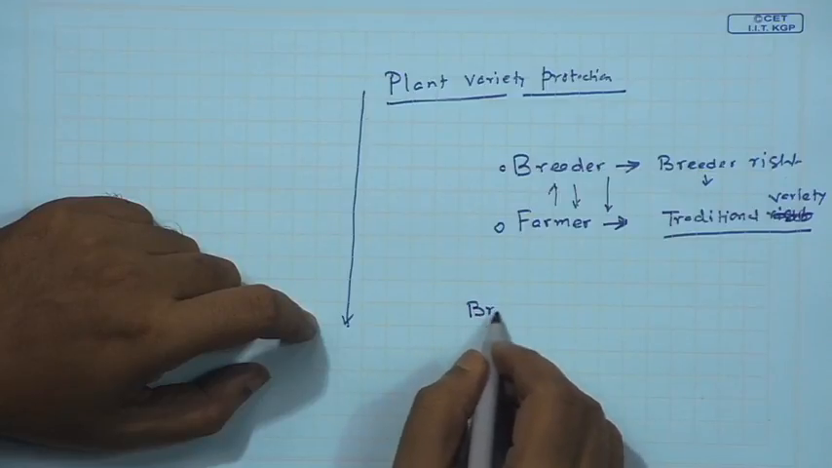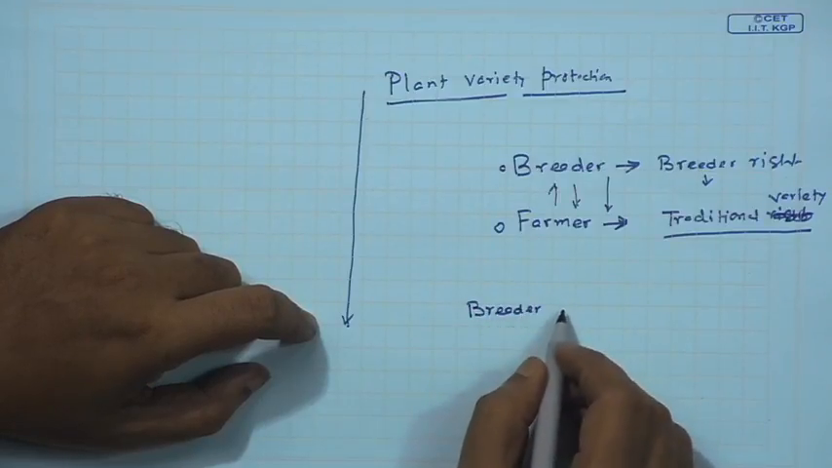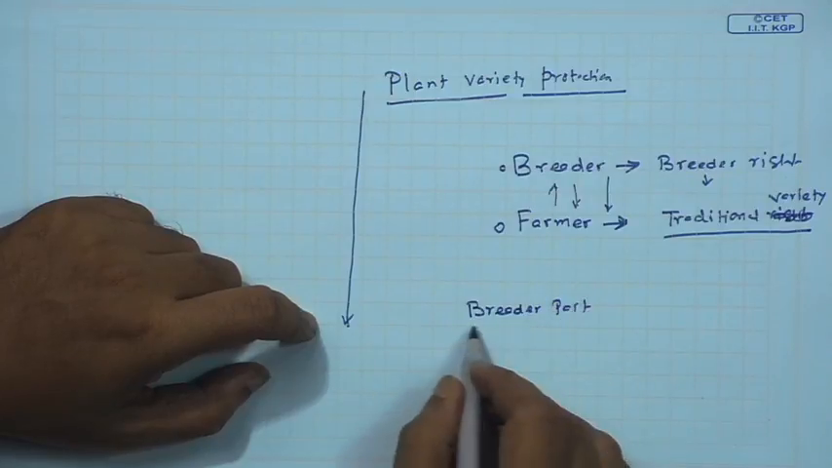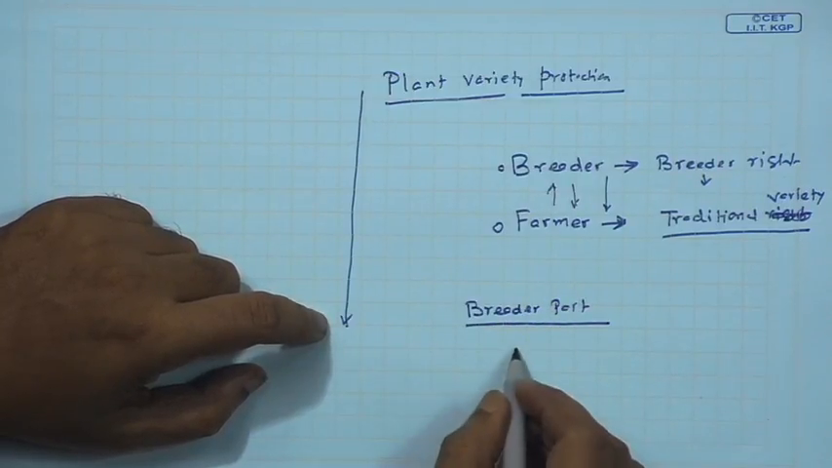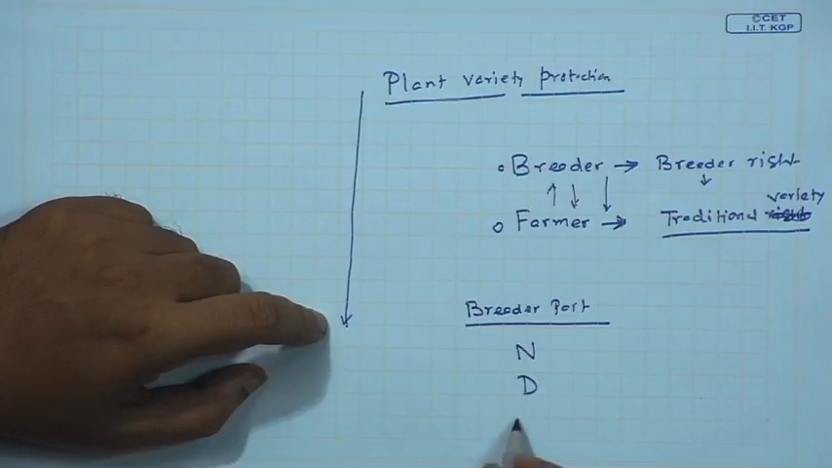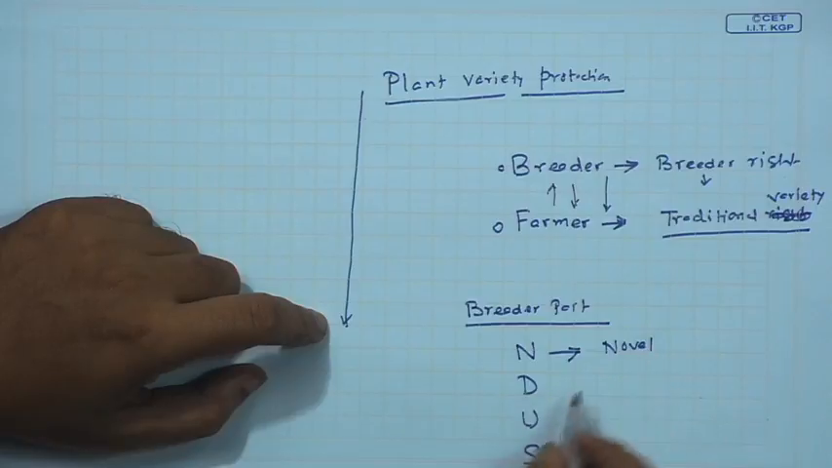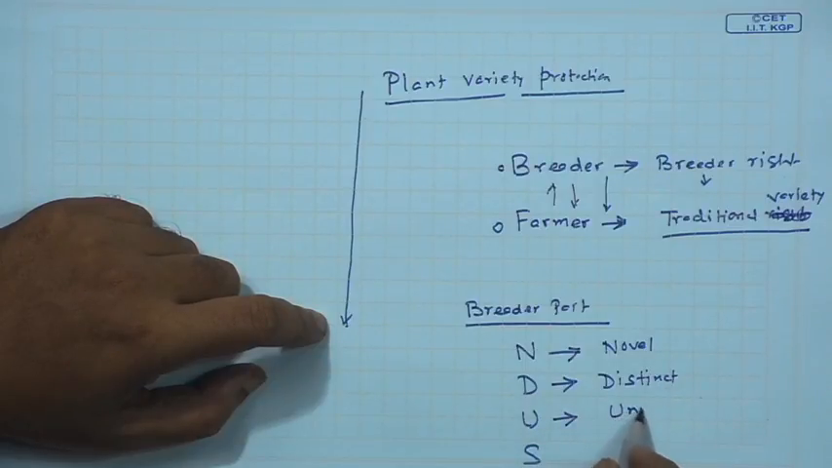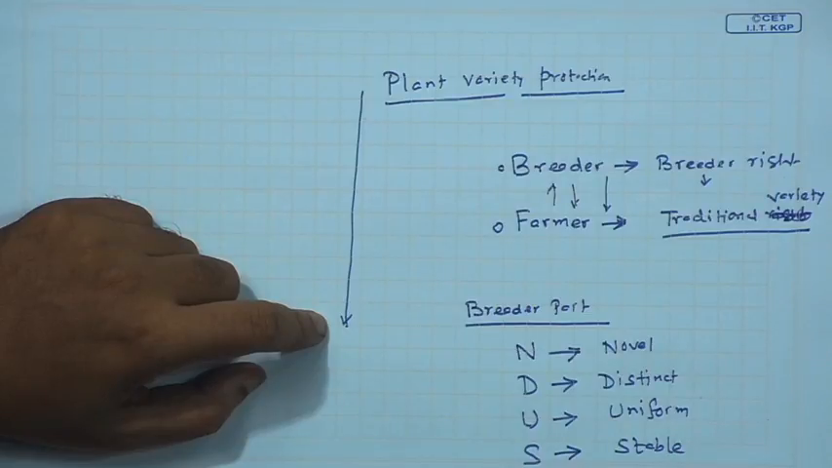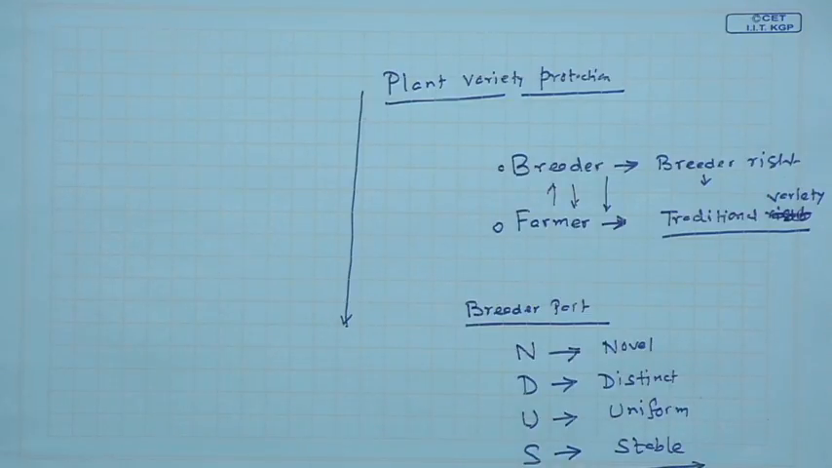So for the breeder part they put up the characteristics, sometimes called NDUS. What do you mean by that? New, meaning new or novel; distinct; uniform; stable. NDUS, the characteristics. And for the farmer, the traditional variety.